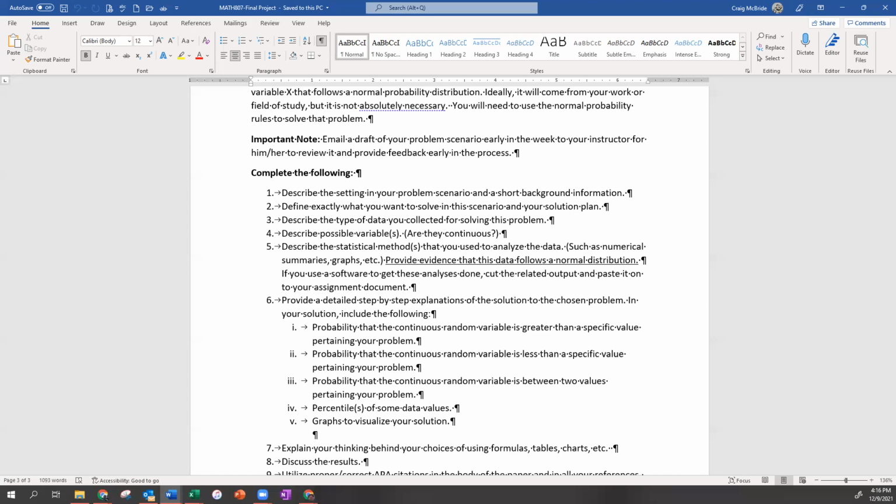Oftentimes students put the cart before the horse a little bit too much, and they think, well, I want to do these interviews and I want to run these surveys to gather all this data, and I have to stop and go, yeah, but why? What exactly are you trying to answer? Because you better know that first, because that way you're going to know exactly what kind of questions you need to ask, and so that's what's really important. So make sure you nail that down before anything else.